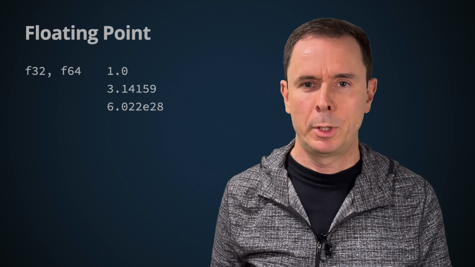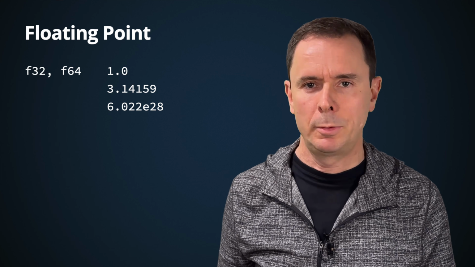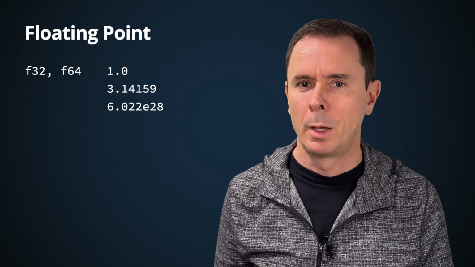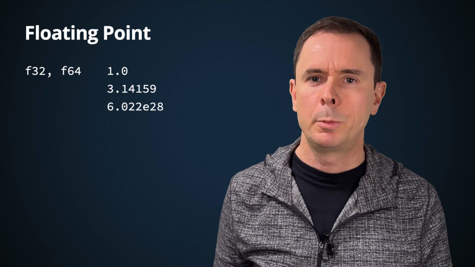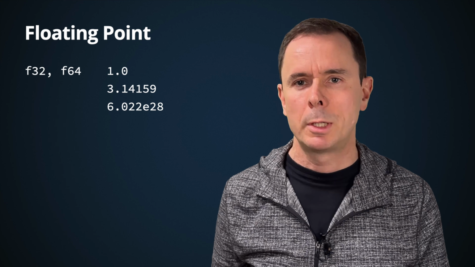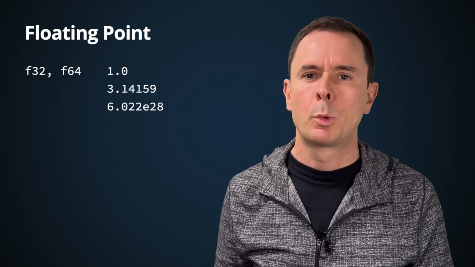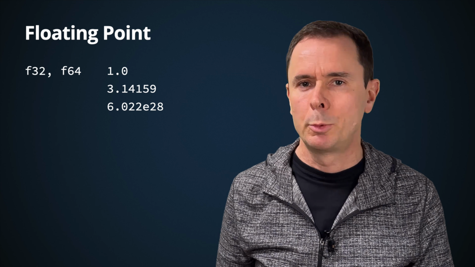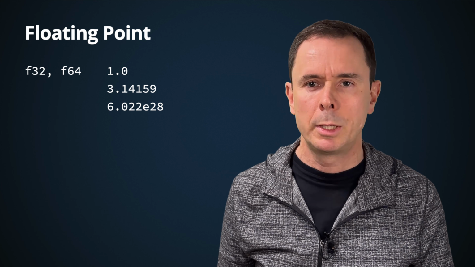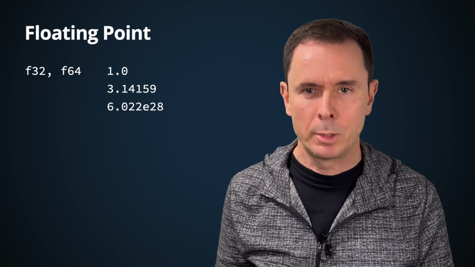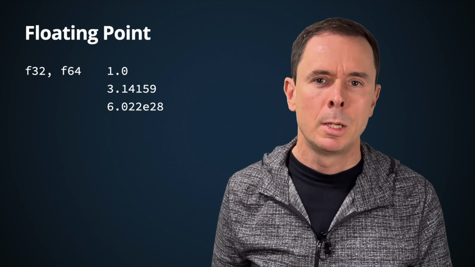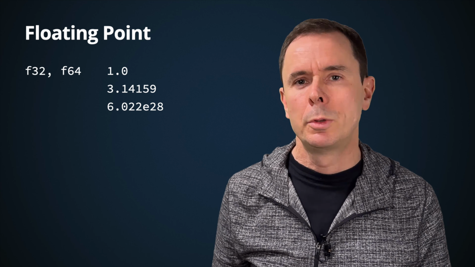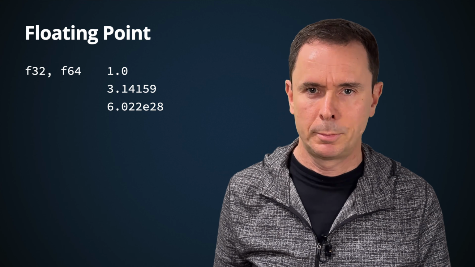Next, we have floating point types f32 and f64. These are the standard types defined by IEEE 754. Obviously, f32 is the 32-bit floating point type, and f64 is the 64-bit one. These are equivalent to float and double in C. They take values with a decimal point. For really big or really small values, you can also do the scientific notation thing with an E. So 6.022e28 means 6.022 times 10 to the power of 28.